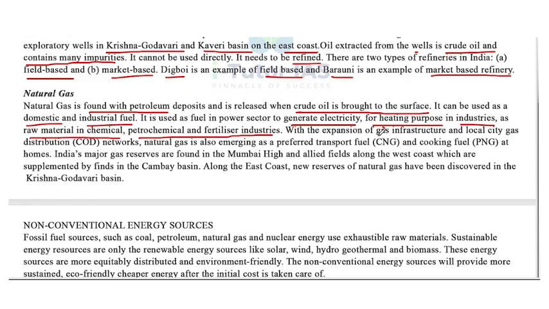With the expansion of the gas infrastructure and local city gas distribution, that is CGD networks, natural gas is also emerging as a preferred transport fuel, that is CNG, and cooking fuel, PNG, at homes. India's major gas reserves are found in the Mumbai High and allied fields along the west coast, which are supplemented by finds in the Cambay Basin. Along the east coast, new reserves of natural gas have been discovered in the Krishna Godavari basin.